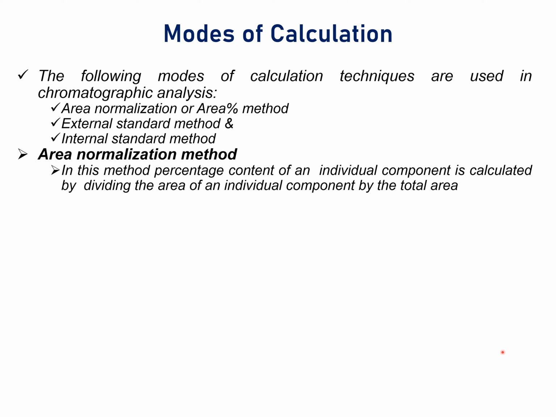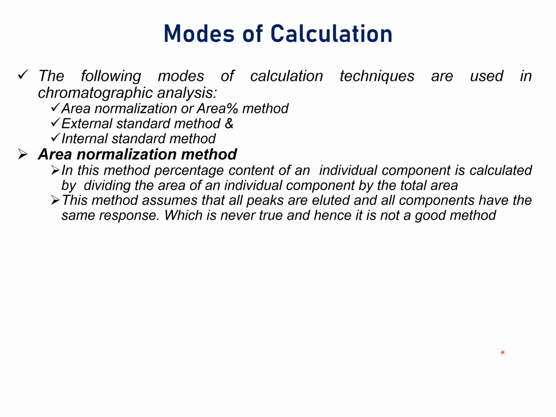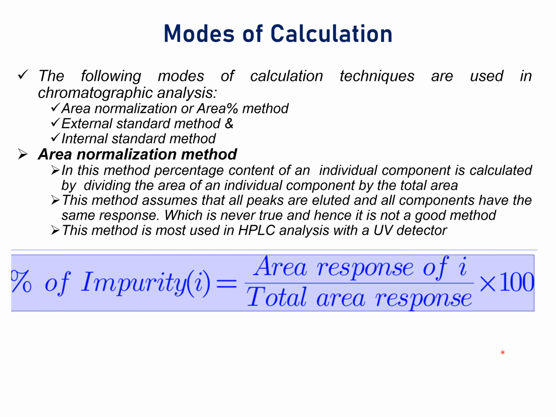Area normalization method. In this method, percentage content of an individual component is calculated by dividing the area of an individual component by the total area. This method assumes that all peaks are eluted and all components have the same response, which is never true, and hence it is not a good method. This method is mostly used in HPLC analysis using UV detector.